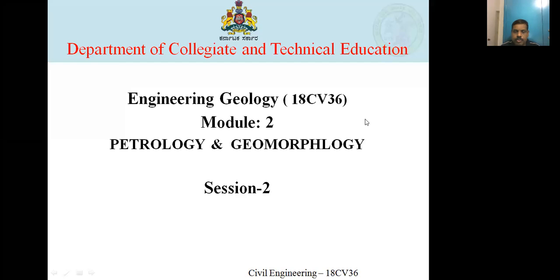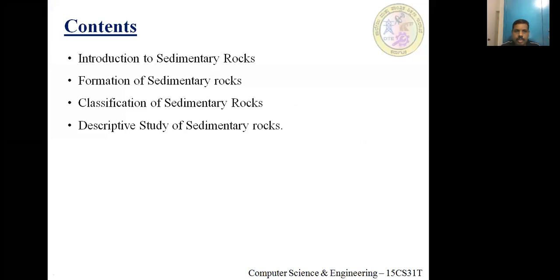Welcome to session 2 of second module, that is petrology and geomorphology. In this session we are going to discuss introduction to sedimentary rocks, formation of sedimentary rocks, classification of sedimentary rocks, and descriptive study of sedimentary rocks.